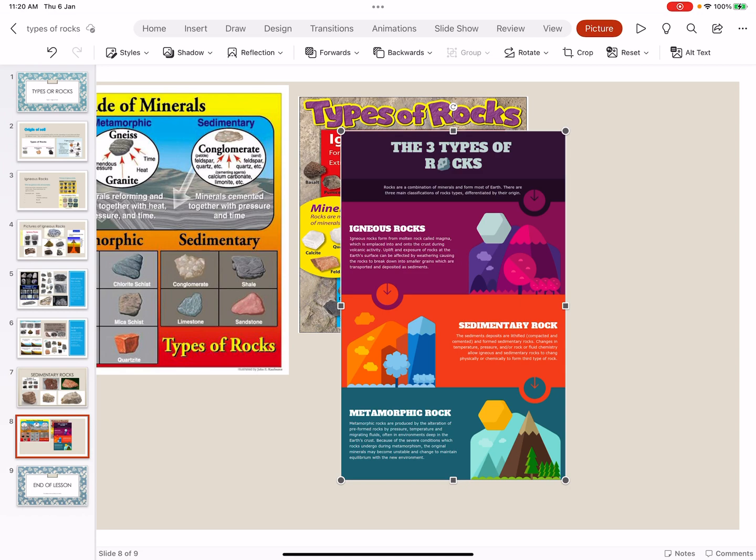Changes in temperature, pressure, and/or rock or fluid chemistry allow igneous and sedimentary rocks to change physically or chemically to form the third type of rock, which is metamorphic rock. Metamorphic rocks are produced by the alteration of preformed rocks by pressure, temperature, and migrating fluids, often in environments deep in the Earth's crust. Because of the severe conditions which rocks undergo during metamorphism, the original minerals may become unstable and change to maintain equilibrium with the new environment.